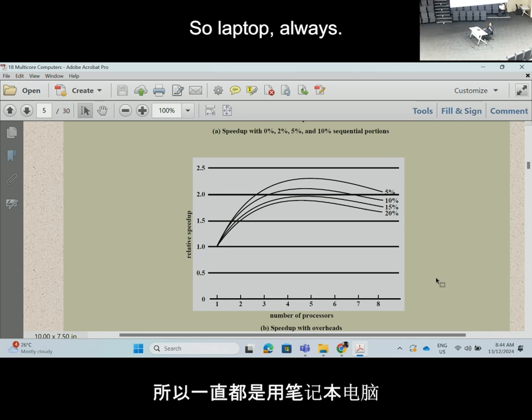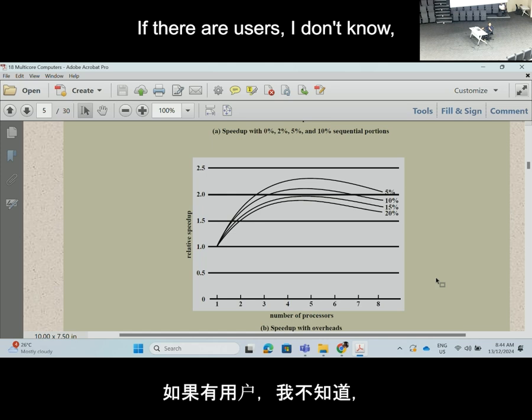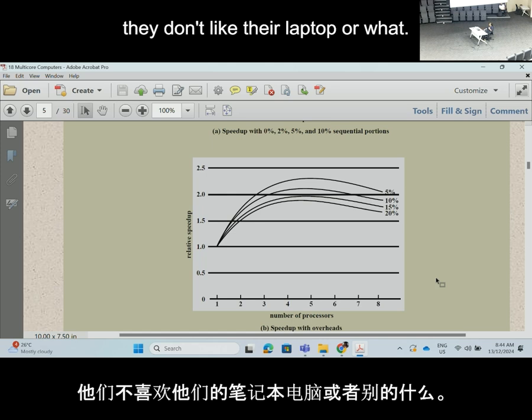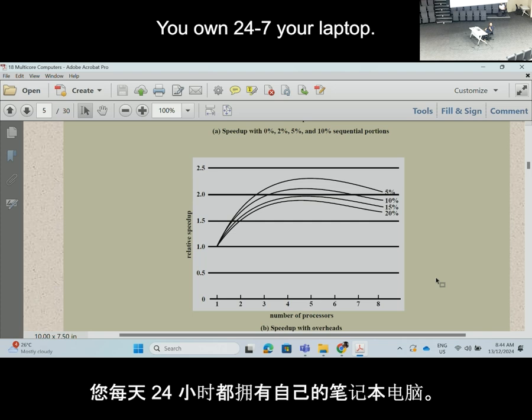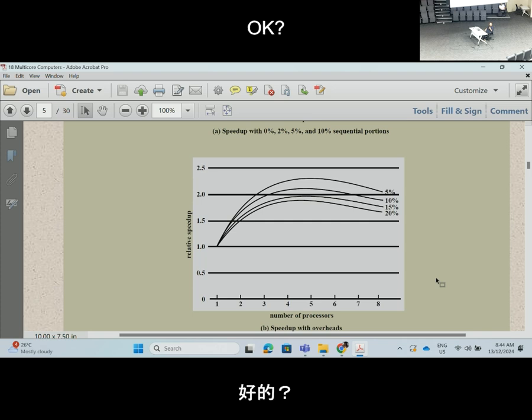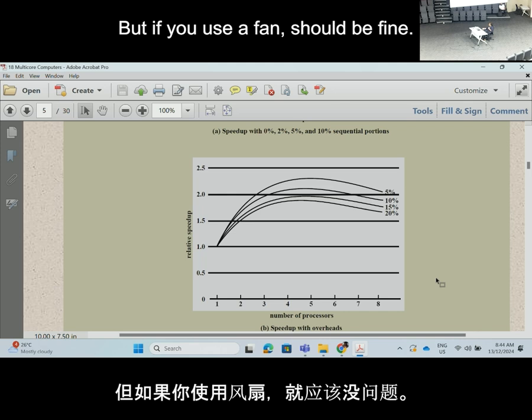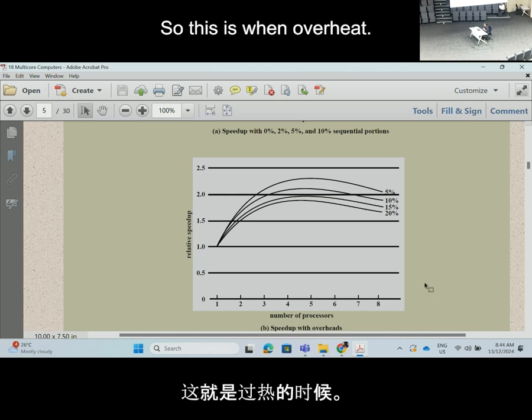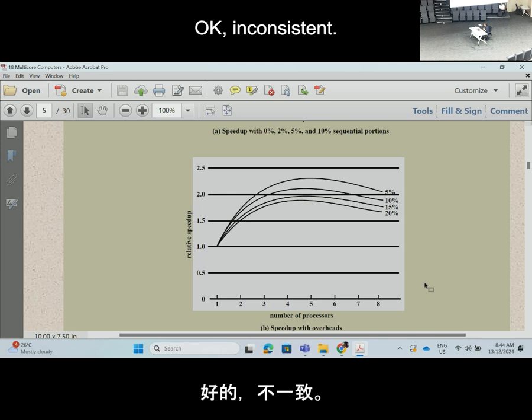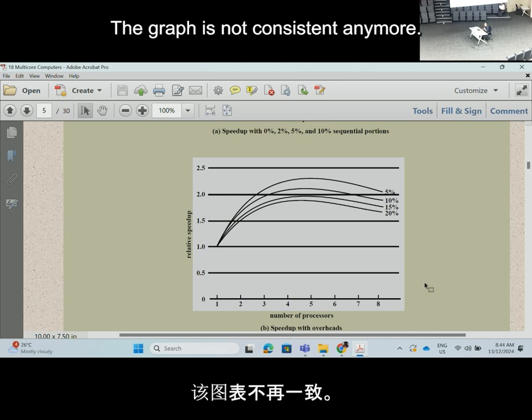With laptops, some users don't keep their laptop nicely. You keep your laptop on 24/7, okay? But if you use a fan, it should be fine. So this is what happens when it overheats: it becomes inconsistent. The graph is not consistent anymore.